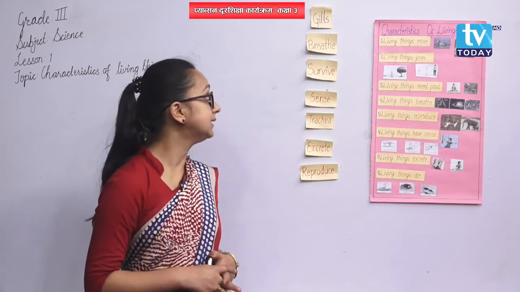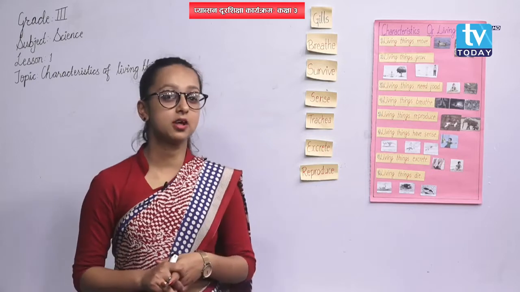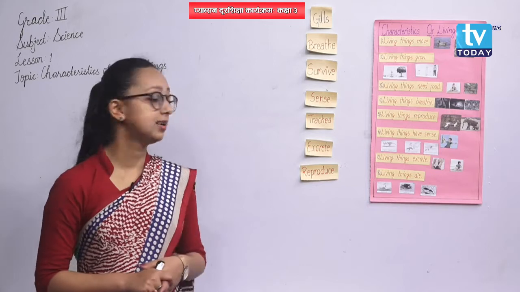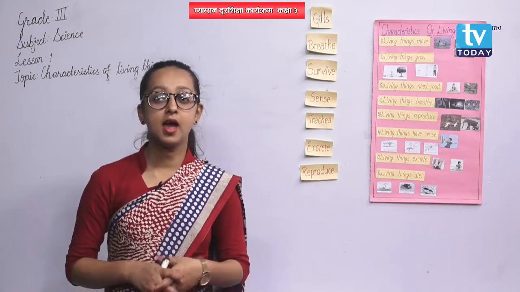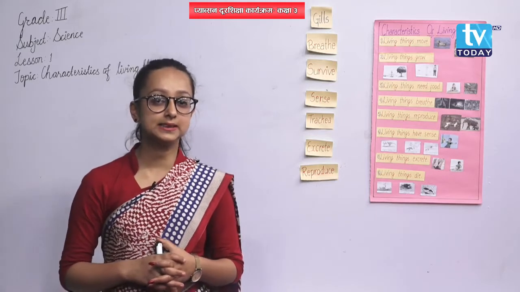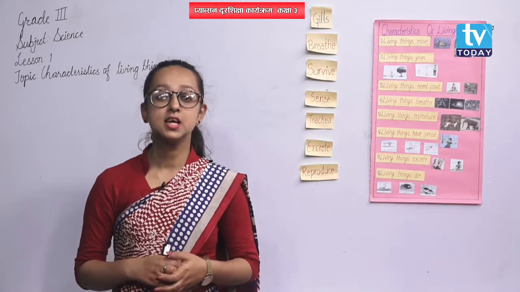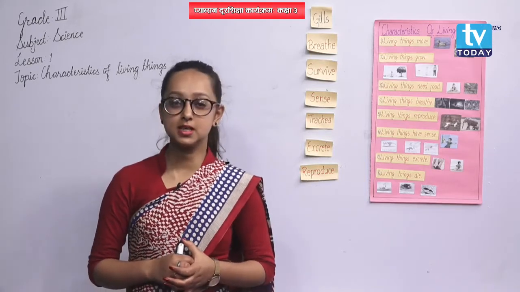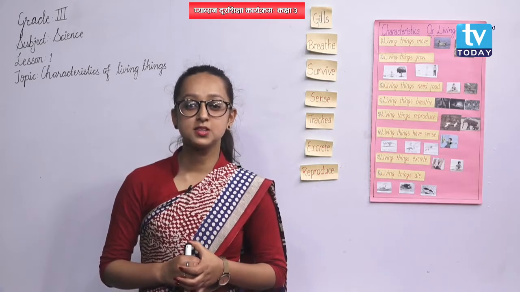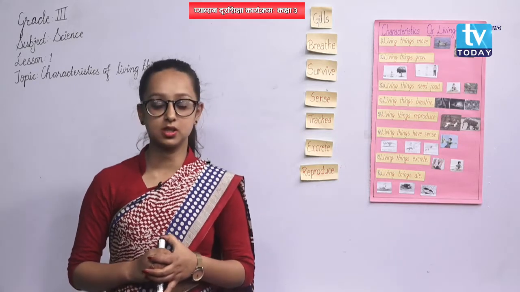So the first word is gills, second breathe, survive, sense, trachea, excrete and reproduce. These words may be new for you in this chapter, but the topic of the chapter is not new, because the same topic we have already discussed in grade 2 as well, isn't it? Yes, we have. So in grade 2 we have learned the characteristics of living things in short.